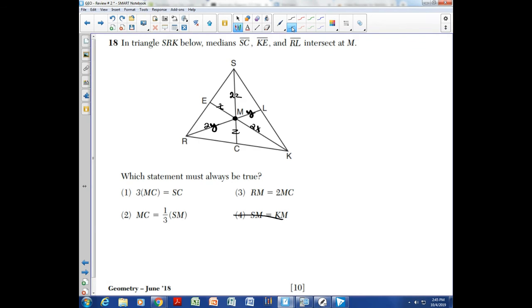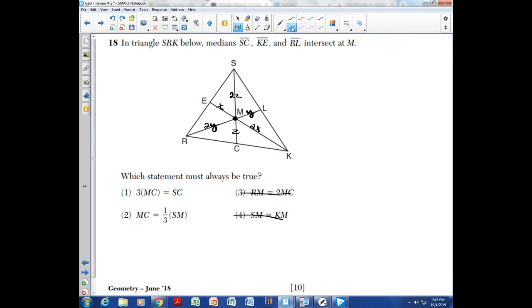Number 3 says that RM, which is here a 2y, is equal to twice MC. Well, twice MC would be 2z. And once again, we have no knowledge based on the given information that the z's are equal to the y's. So that's not true either. So now we have these over here. So let's look at number 1.